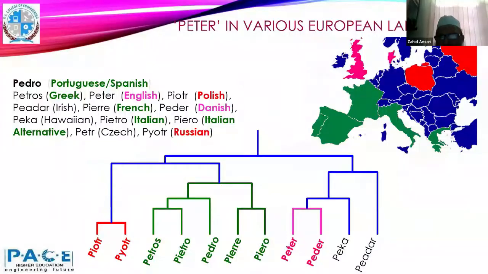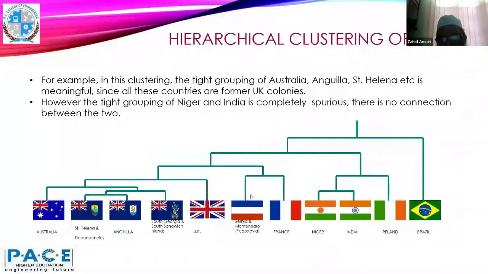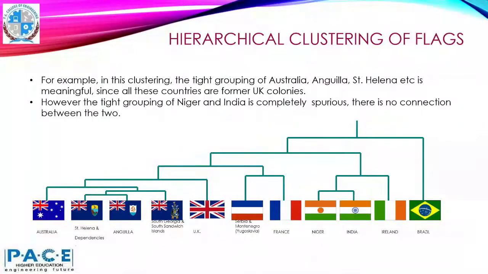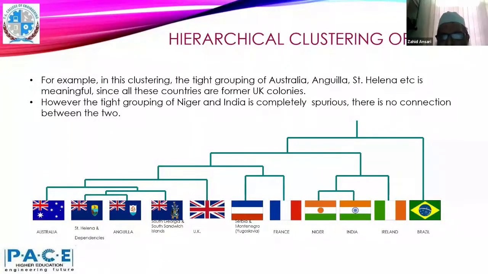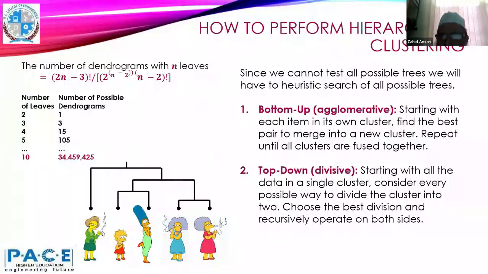And then here is the word Peter in English and in different European languages, how it is written. If we cluster those variants of Peter, how will it look? It is something like this: Peter in various European languages. Or if you want to cluster flags, hierarchical clustering of flags can also be done. Now we are more interested in how to perform the hierarchical clustering.